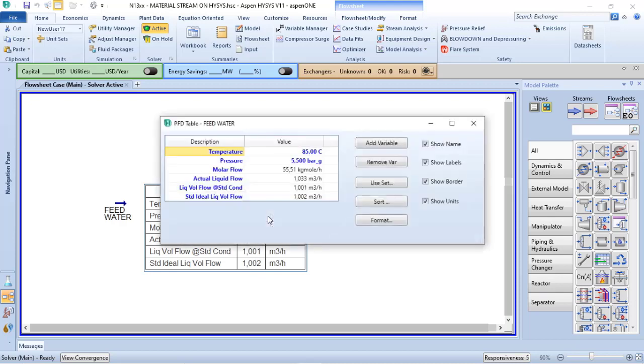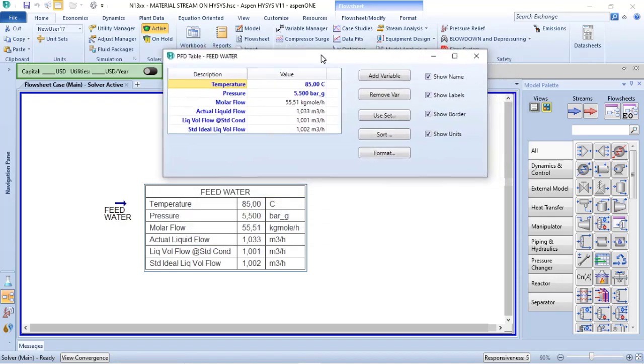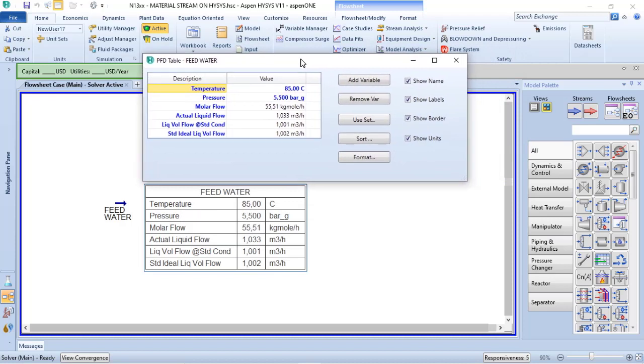So what will I do to evaluate what's happening? We have seen that the liquid volume flow at standard conditions are based on 60 Fahrenheit and 1 atm.